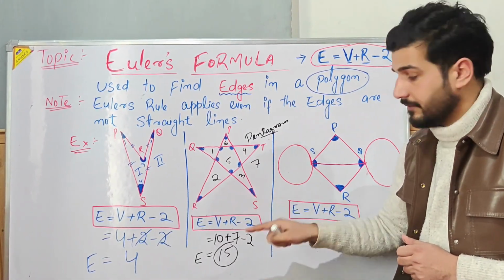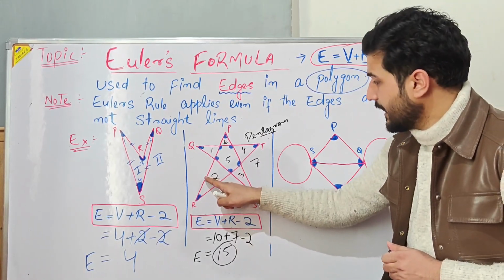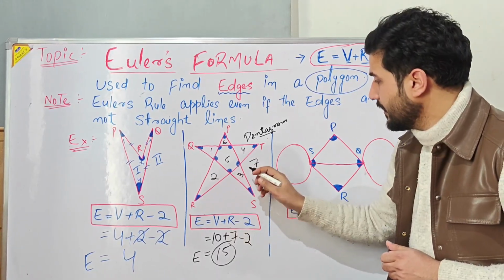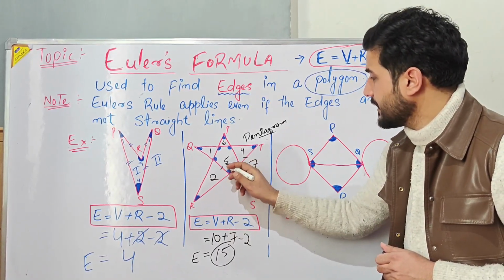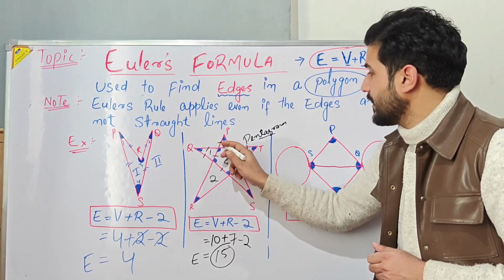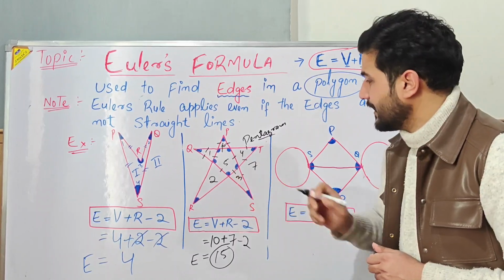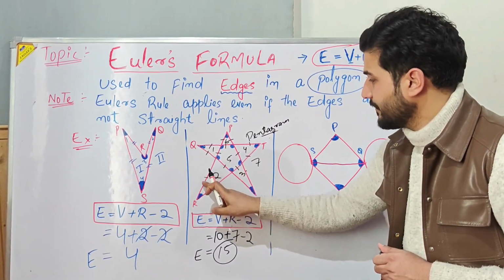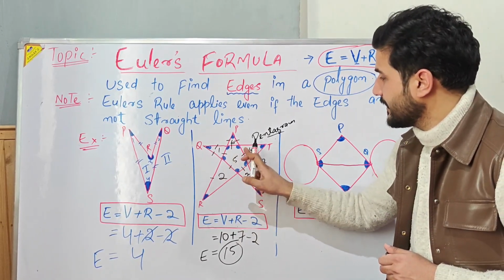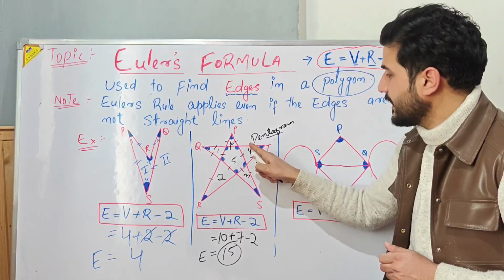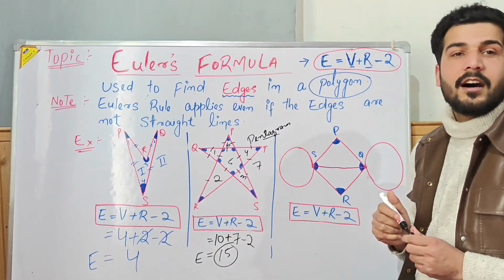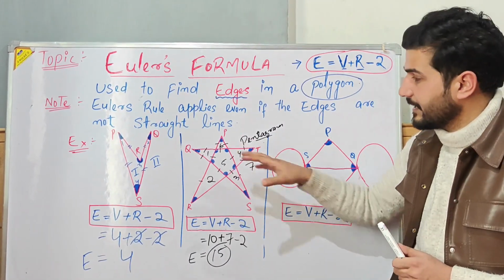Now we will calculate the same. Okay, this is first edge, this is second, 1, 2, 3, 4, 5, 6, 7, 8, 9, 10, 11, 12, 13, 14, and this is 15. So it means first edge, second, third, 4, 5, 6, 7, 8, 9, 10, 11, 12, 13, 14, and this one is 15. So there are 15 edges in a pentagram, right?